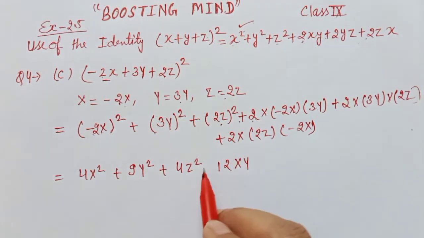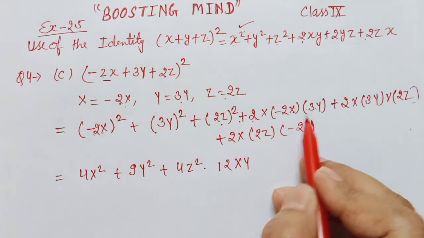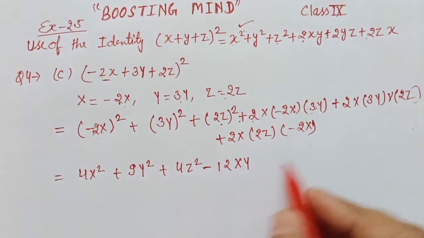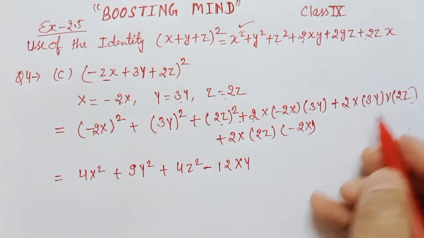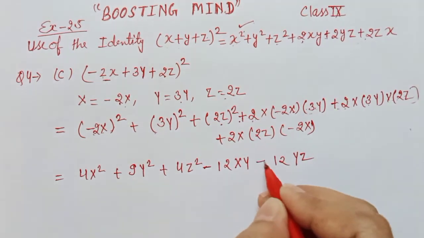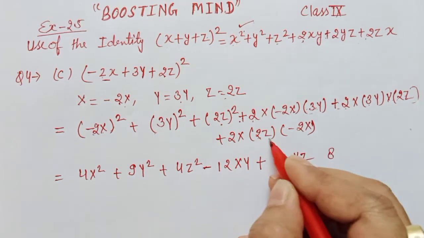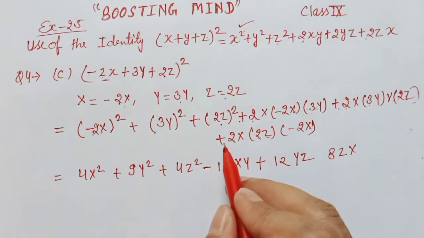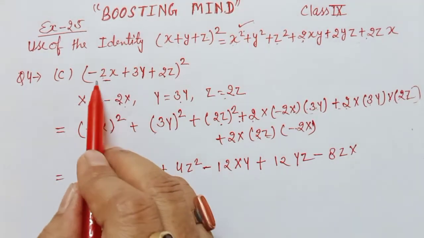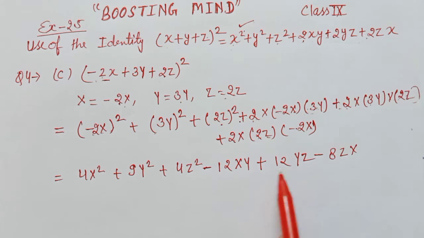Now what will be the sign here? Multiply all the signs. Plus, minus, and no other sign is there. So plus minus will be minus. 2 threes are 6, 6 twos are 12, yz. All the terms are positive, so we have to write a positive sign. Next, 2 twos are 4, 4 twos are 8, and zx. What will be the sign here? Plus minus minus, you have to write a negative sign. So we can expand this using this identity this way. Hope you are understanding it.